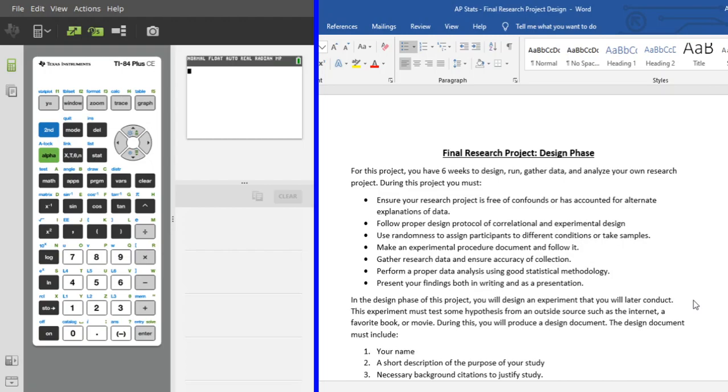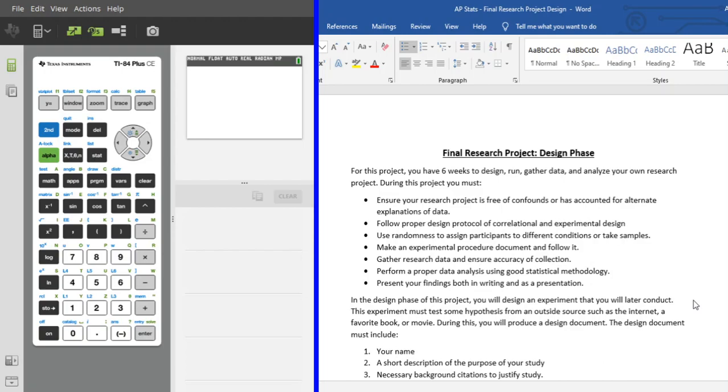This is a three-part project where you will first design, run and gather your data, and then finally analyze your own research project and write it up for an eventual presentation, assuming all of this coronavirus stuff finally ends. Right now, we're currently in the design phase where your job is going to be primarily to design an experiment based on some idea that you come up with.